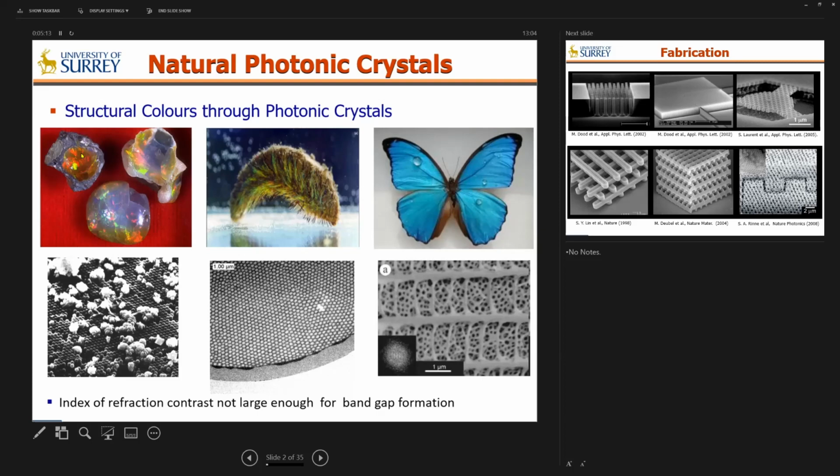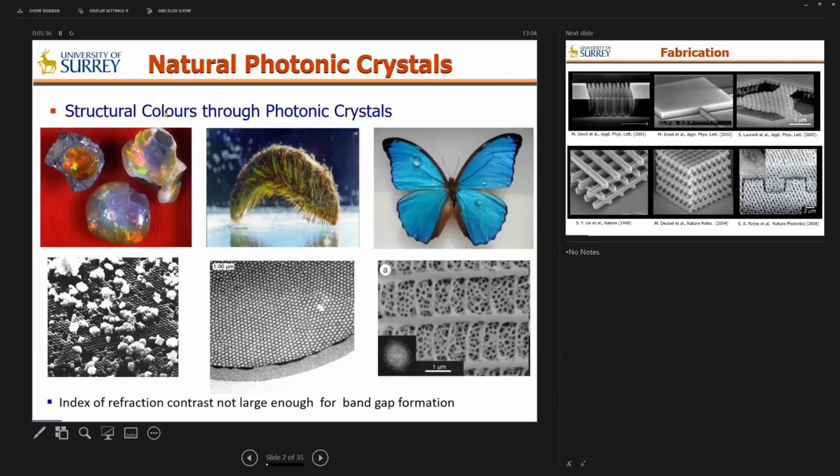We've seen in the previous tutorial that the band gap size is directly proportional to the index contrast between the materials making up the structure. So delta N, which appears in our formula. Well, delta N over here is between silica, which is glass, 1.3, 1.4 index of refraction, and air. And that is not large enough.